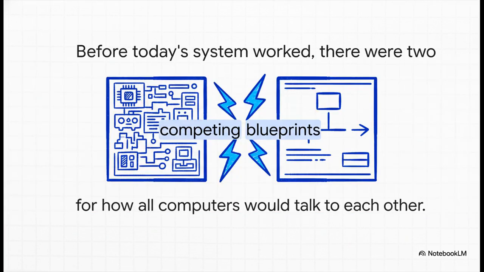It's brilliant. Now here's where the story gets really interesting. This whole system wasn't just created from one universally agreed upon plan. Oh no. Back in the early days, there was a huge debate. There were two different models, basically two competing philosophies, fighting it out to become the standard for how all computers would talk to each other.